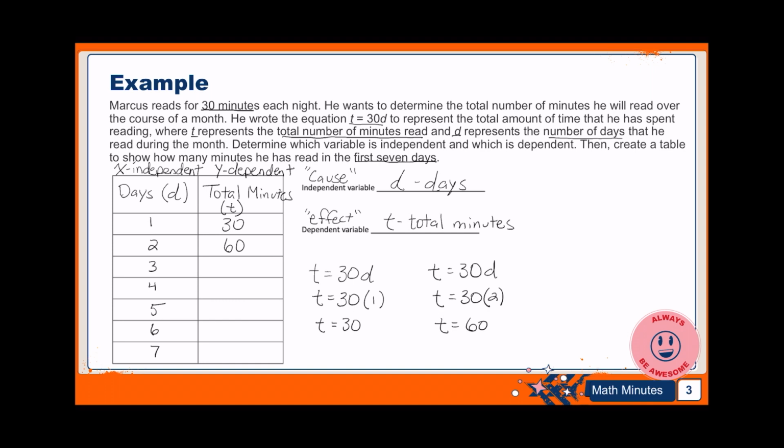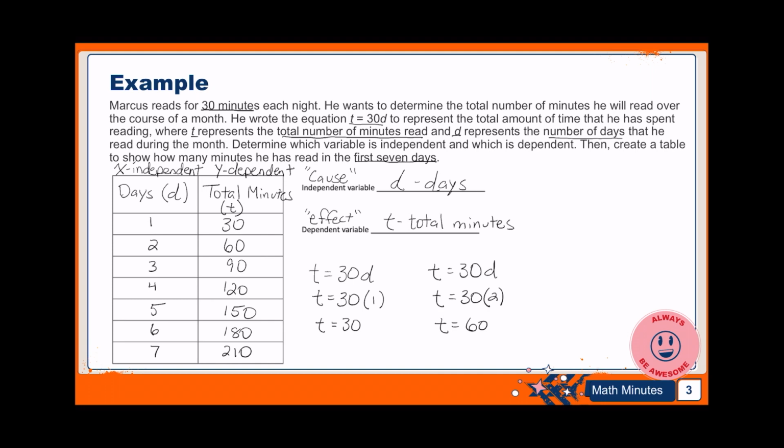Now we can see that we're really just multiplying d times 30 to get t, right? So I'm really just multiplying by 30. 3 times 30 is 90. 4 times 30 is 120. And so on as we're going down. So 150, 180, 210.